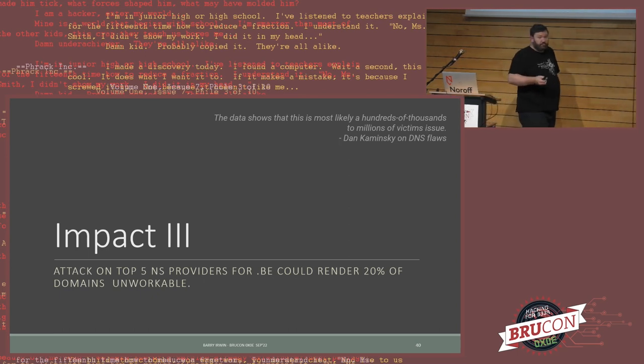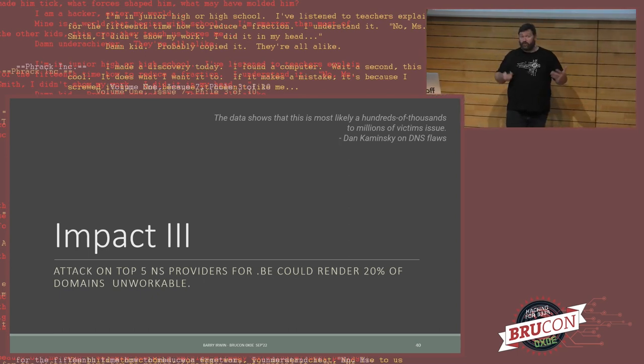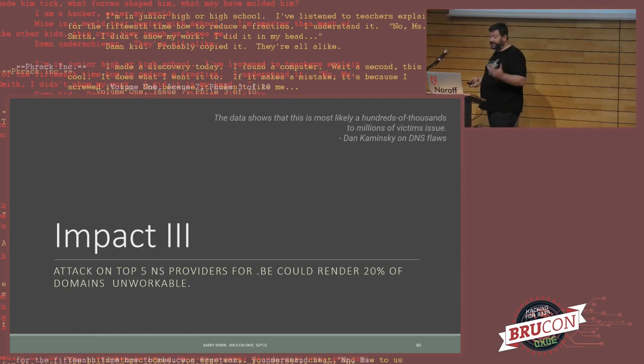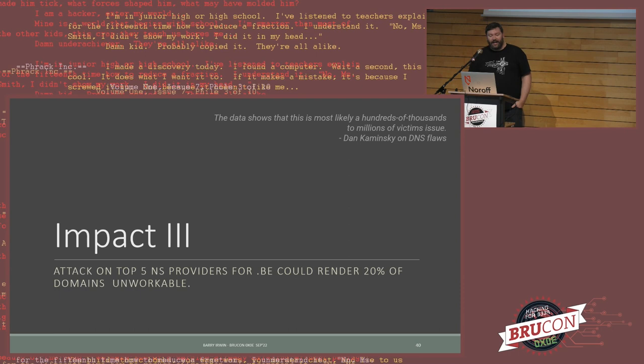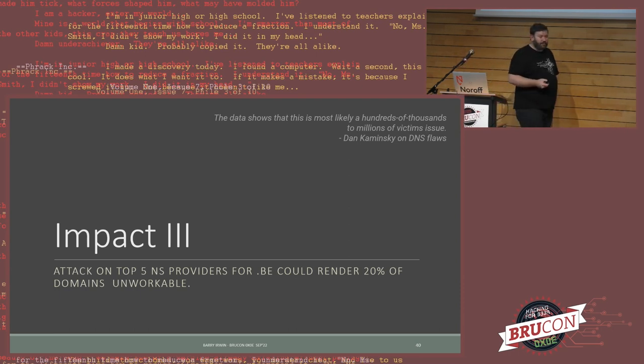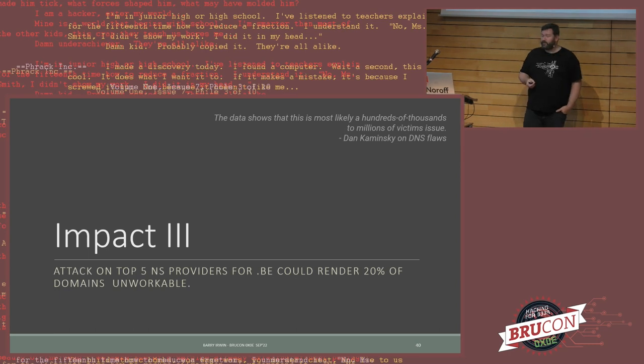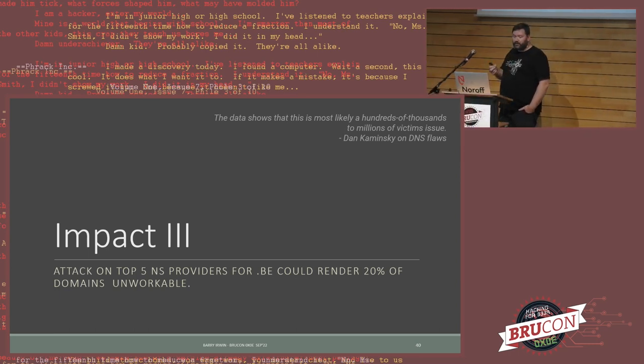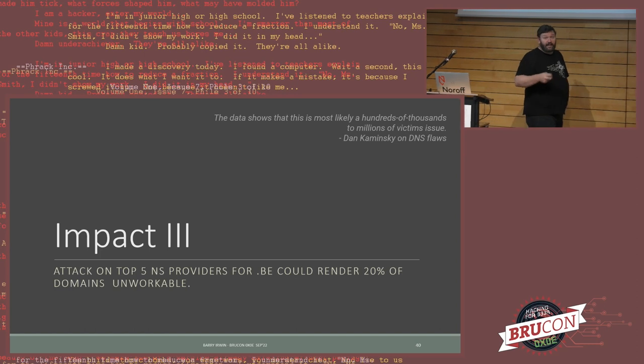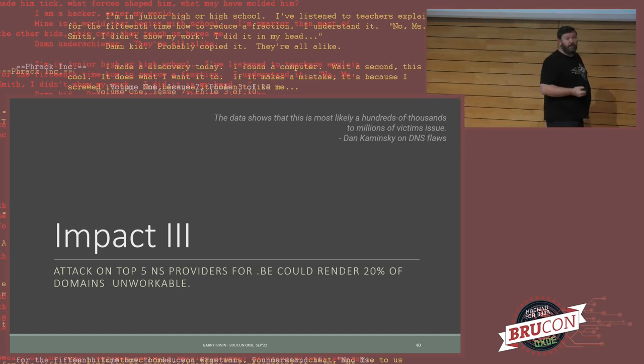So again, it's nothing special. It just shows you're vulnerable. For all the other good things the Belgian domain space is doing, it's still vulnerable to this. And if we go back to a quote that Dan Kaminsky made back 11-odd years ago, talking about some of the major flaws he found in DNS at that time, he said, the data shows that this is most likely a hundreds of thousands to millions of victims issue. And I believe that exactly the same applies with the kind of stuff we're talking about here.